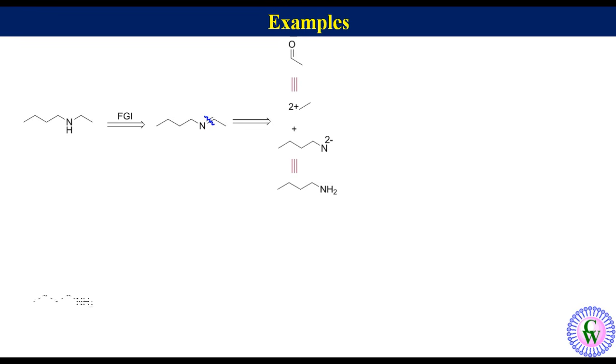We can do the retrosynthetic analysis of this compound differently. In this, we will first do functional group interconversion of the amine to an imine. The disconnection of this bond will give these two synthons. Their corresponding synthetic equivalents will be butylamine and acetaldehyde. Thus, the synthetic route will be reaction of butylamine with acetaldehyde to form an imine and then reduction of the imine with sodium cyanoborohydride to produce the secondary amine.